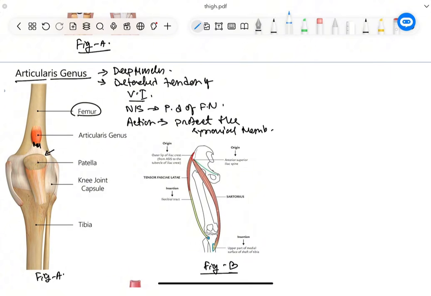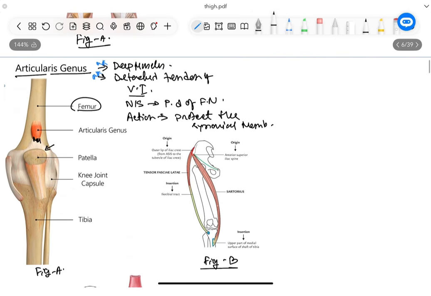More specifically, please remember these 2 points. Next, on figure B, the last muscle of today's discussion, that is the tensor fascia lata. This is also a very unique muscle.